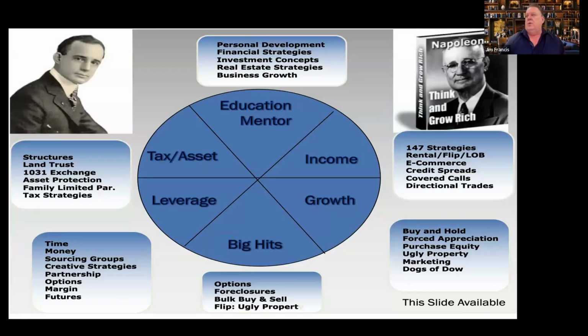When I do financial education, I talk about the wealth wheel. I talk first step is education and mentor. Second step is income. Next is growth, big hits, leverage, taxes, and asset protection. And then I jump into income.